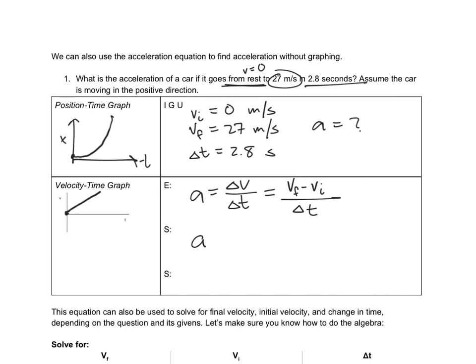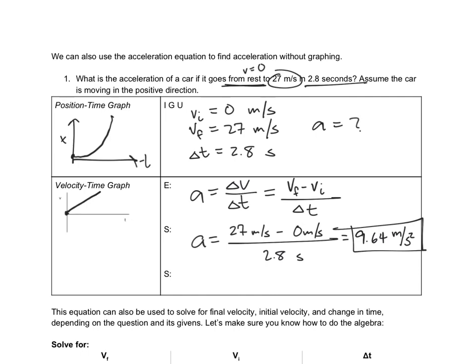For substitution, we get A equals delta V, or VF minus VI. VF is 27 meters per second. VI is 0 meters per second. And we're going to divide that by delta t, or 2.8 seconds. And if you do your math out for that, you'll get 9.64. And the unit on that is meters per second divided by seconds, which is just meters per second squared. That's your solution. The acceleration is 9.64 meters per second squared.